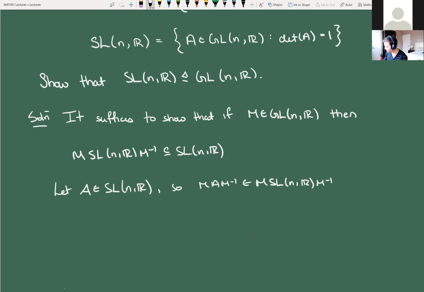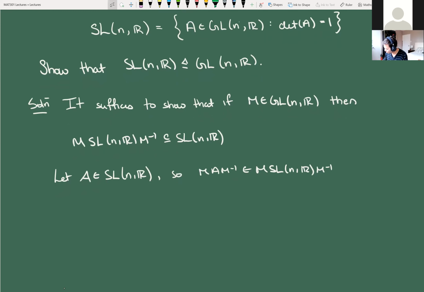You might be like, hold on a second, you're doing this backwards. You should have fixed an element in M SLNR M inverse first. But of course, we know that every such element is represented like this, so I'm going to say that this is okay here. But strictly speaking, if you wanted to, you'd choose an element in M SLNR M inverse, and let A be an element of SLNR that represents this. But whatever, we're not worried about that.